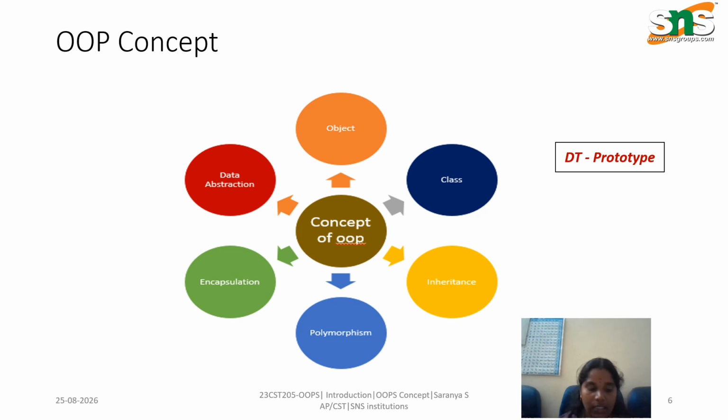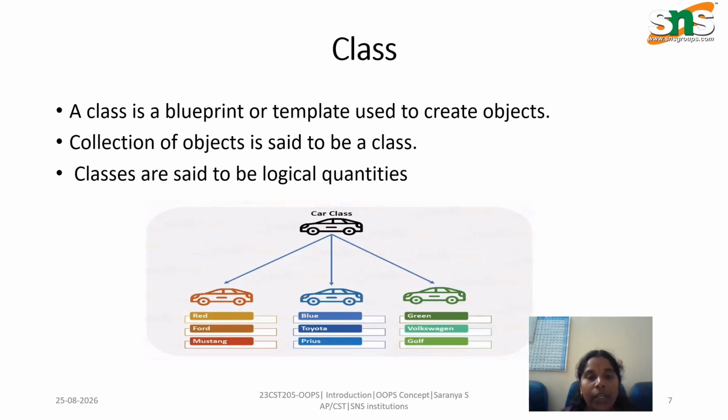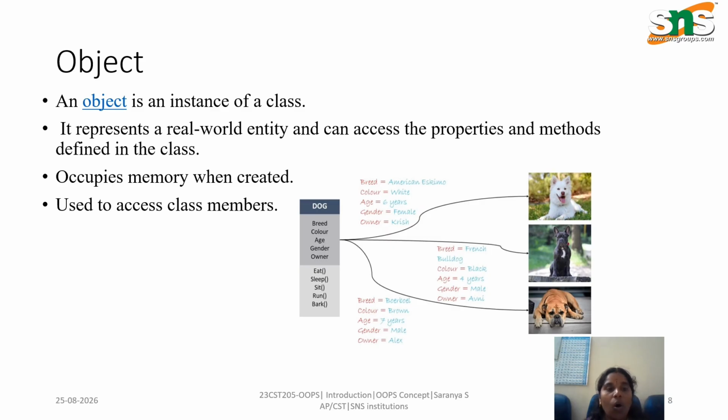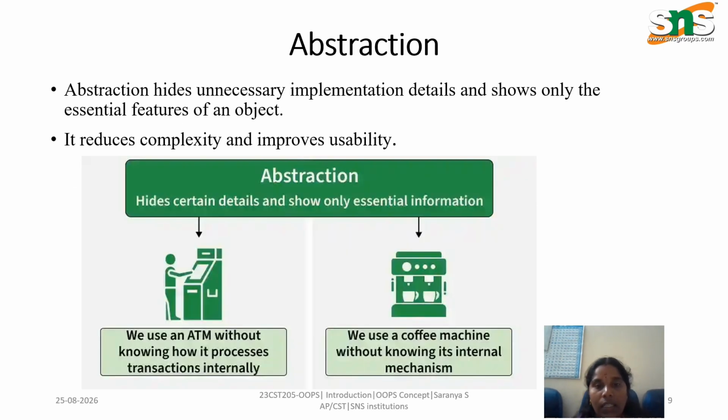First of all, a class is a blueprint or template used to create an object. A collection of objects is said to be a class, and classes are said to be logical quantities. For example, car is a class name. And an object is a real world entity, and it accesses the properties and methods defined in a class, and occupies memory when you create it, and it is used in the class members.